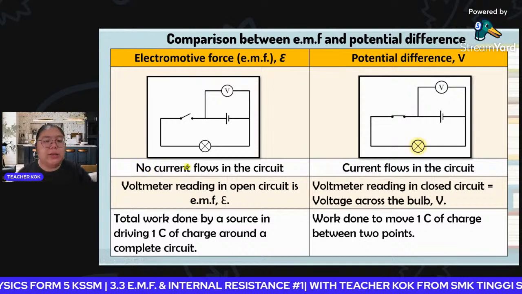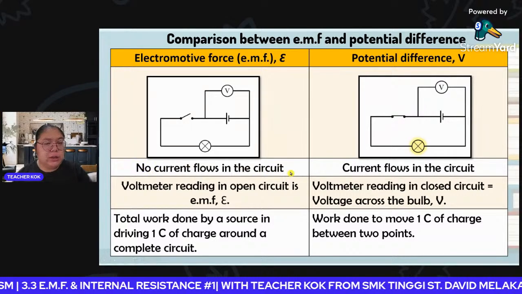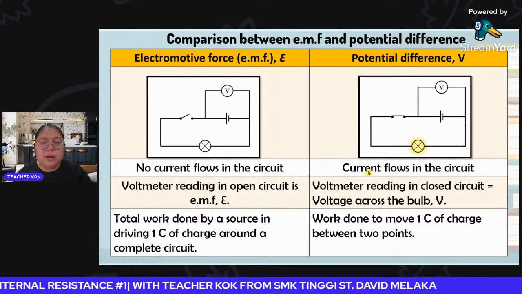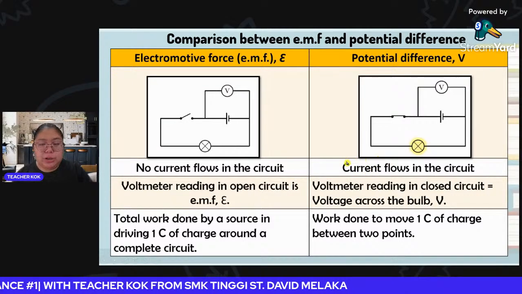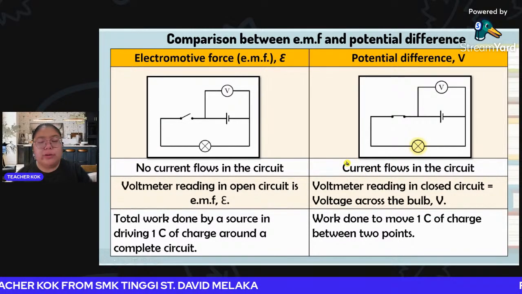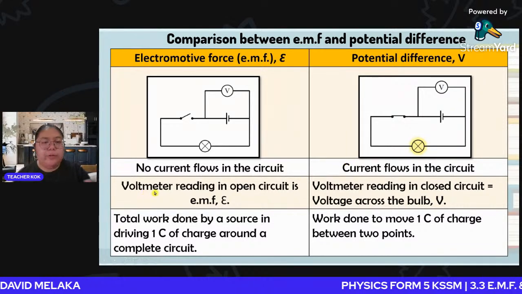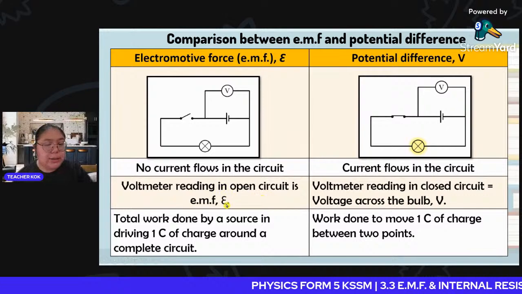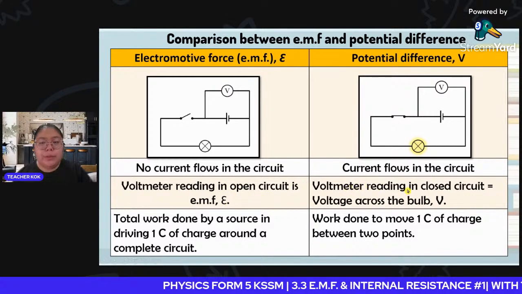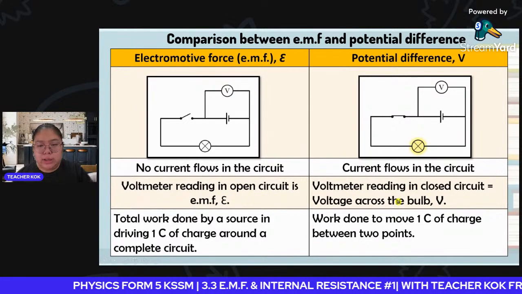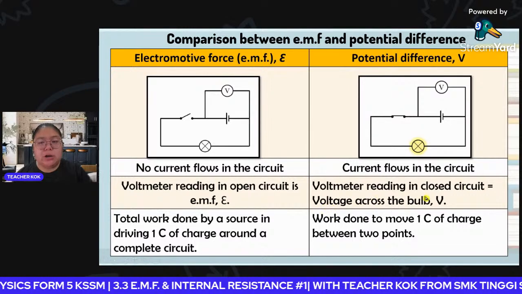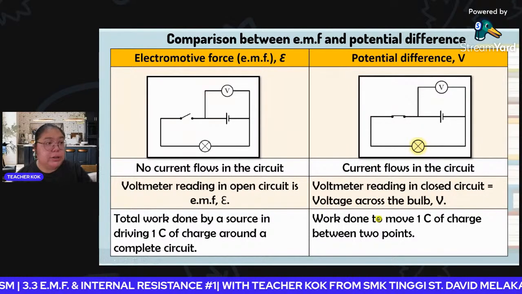So no current flows in the circuit when you want to read the EMF. If you want to read the potential difference, there must be current flowing through the circuit. For the EMF, the voltmeter reading in open circuit is the EMF. The voltmeter reading in closed circuit is called the voltage across the bulb, and that one is the potential difference.